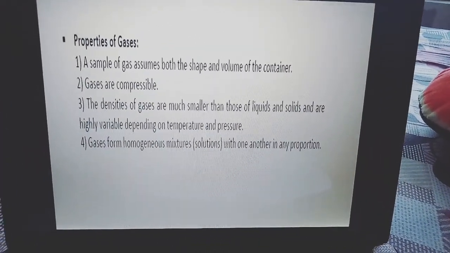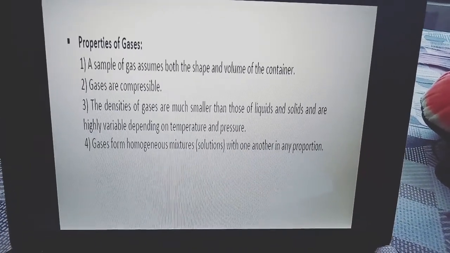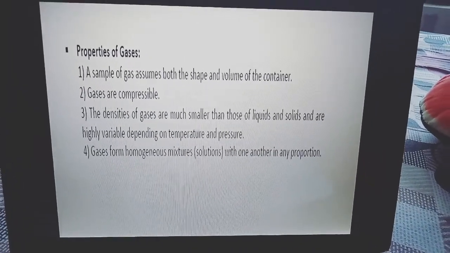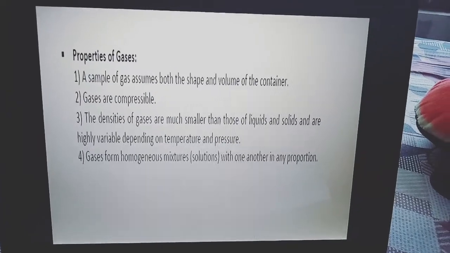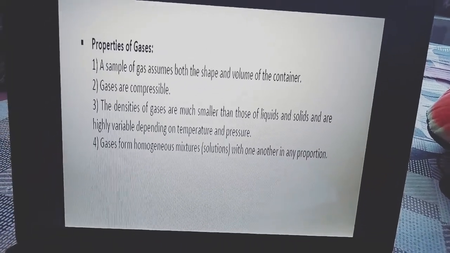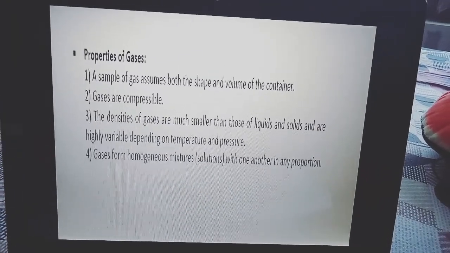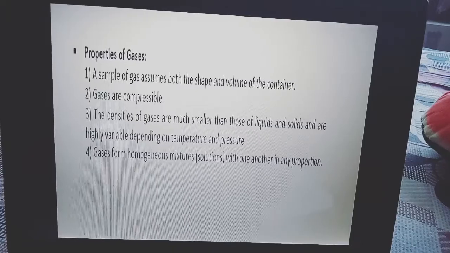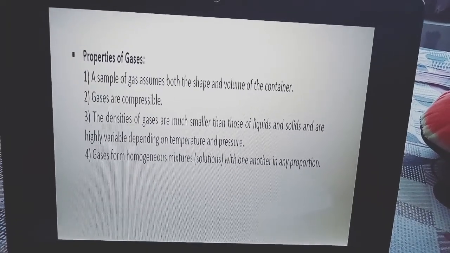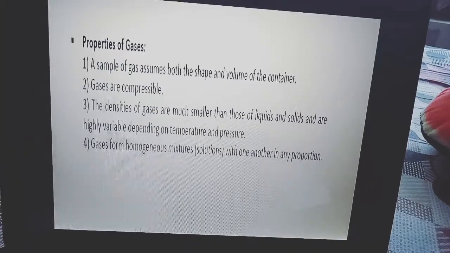There are various properties of gases. As you can see, a sample of gas assumes both the shape and volume of the container. Gases have no definite shape, but in the container in which they are packed, the gases assume the shape of the container. The gases are compressible. The densities of gases are much smaller than those of liquids and solids. Gases form homogeneous mixtures with one another in any proportion.